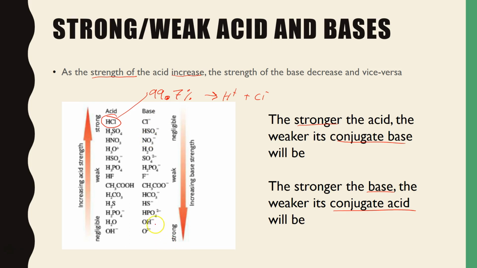Similarly, we look at a strong base, such as hydroxide or hydrogen sulfide. It will readily accept protons in water, which means it's a strong base, but its conjugate acid is very weak. It won't donate protons readily.